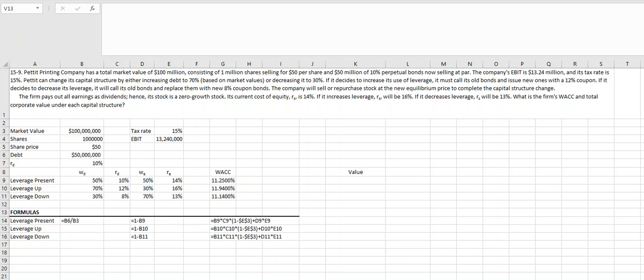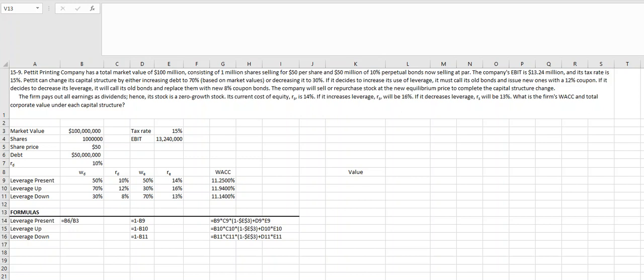Pettit Printing Company has a total market value of 100 million, consisting of 1 million shares selling for $50 per share. So there's a market capital of equity of 50 million, and 50 million of 10% perpetual bonds now selling at par. The company's EBIT is 13.24 million, and its tax rate is 15%.